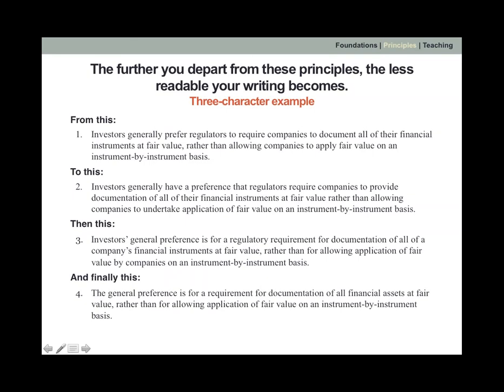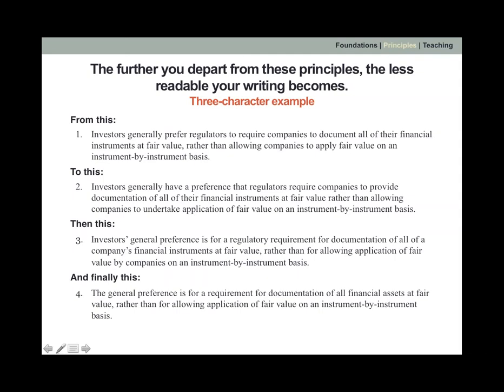This pattern becomes even more pronounced when you have three characters instead of just two. So in this version, we have a three-character story. If you read the first one, you can pick it up. Once upon a time, there were investors who preferred regulators to require companies to document all of their financial instruments at fair value. So we have a story. There are investors, regulators, and companies. Investors wanting to invest, companies waiting to be bought and sold, and regulators setting the rules of the game.